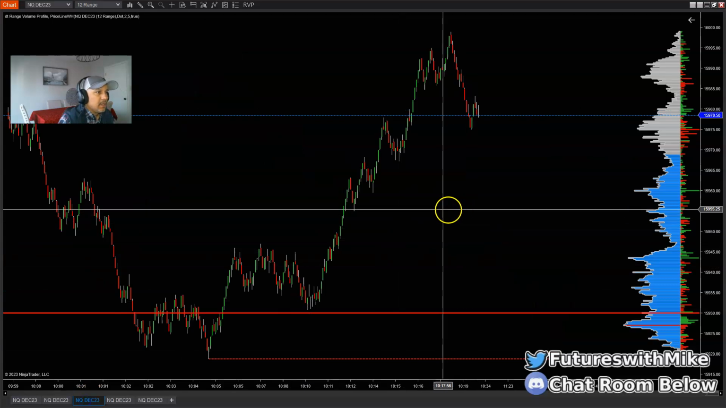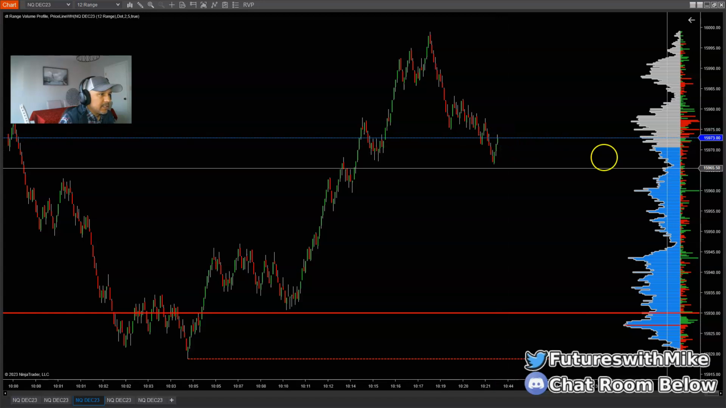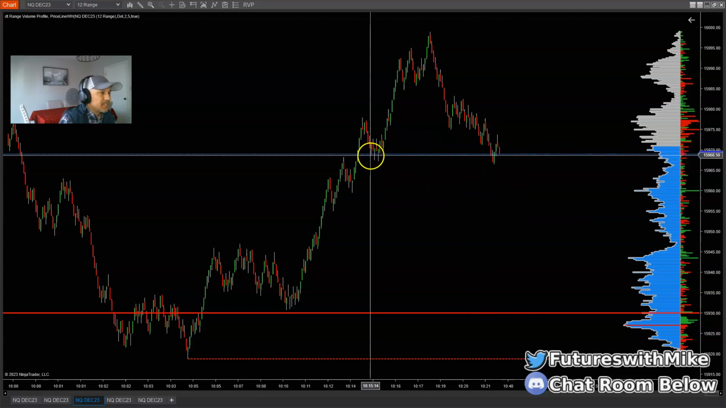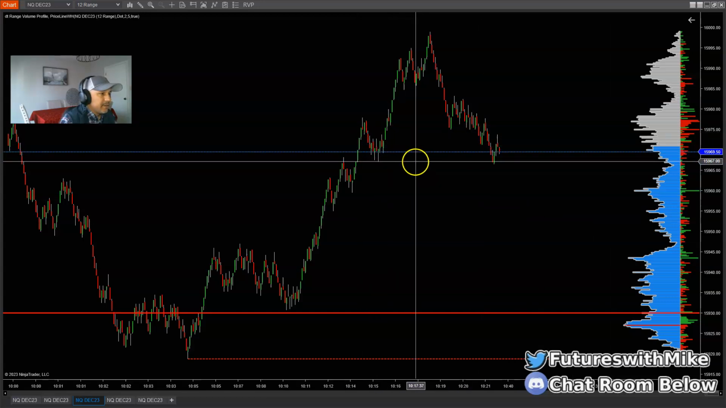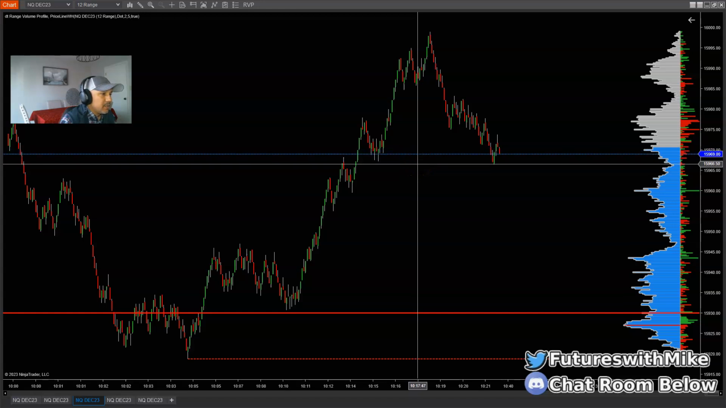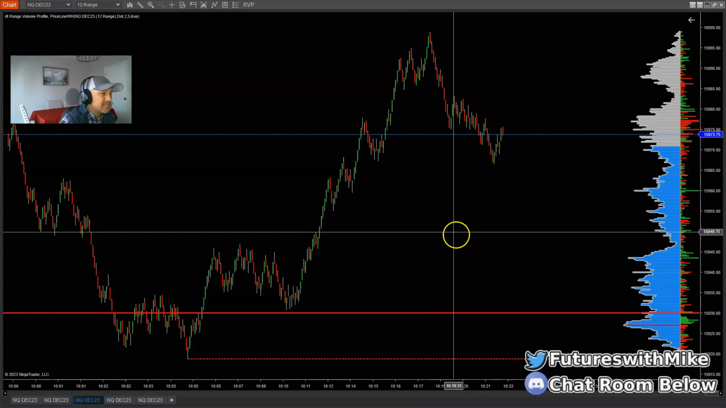So let's see. All right, yeah, I need to be careful here, because yep, it's rejecting this area right here, but it actually broke through it. So I'm going to hold down right now and kind of wait to see what it's trying to do here.